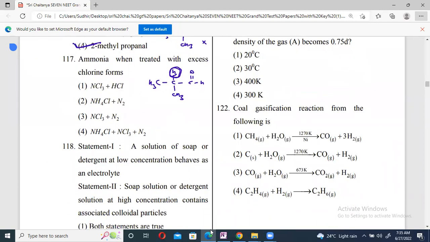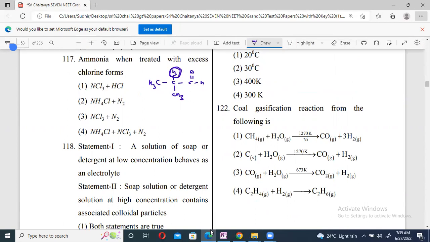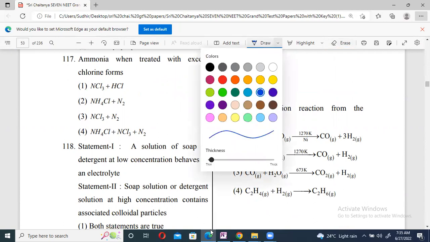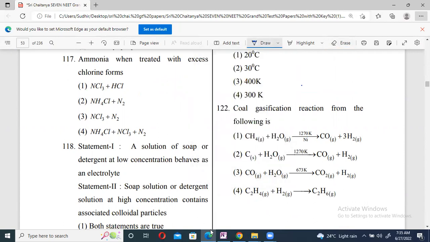117, ammonia treated with excess of chlorine. But everybody knows these things. This is a common reaction that comes every time in the exam. What is that? Ammonia. Let us say, suppose I'll write here ammonia reacting with chlorine. Again, I'll write one more reaction, ammonia and chlorine.